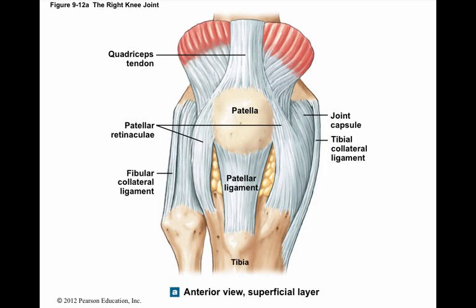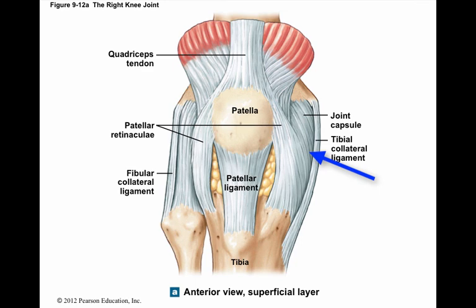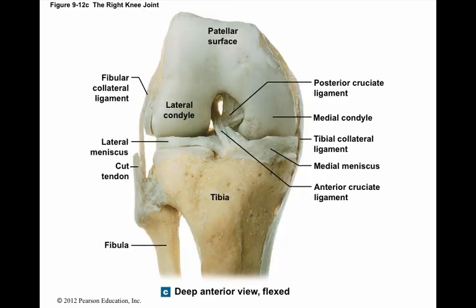There are 7 major supporting ligaments of the knee. The patellar ligament is anterior and the popliteal ligaments are posterior to the joint. The tibial collateral ligament is a medial ligament connecting the femur and the tibia, and the fibular collateral ligament is lateral. The anterior and posterior cruciate ligaments are inside the joint capsule.